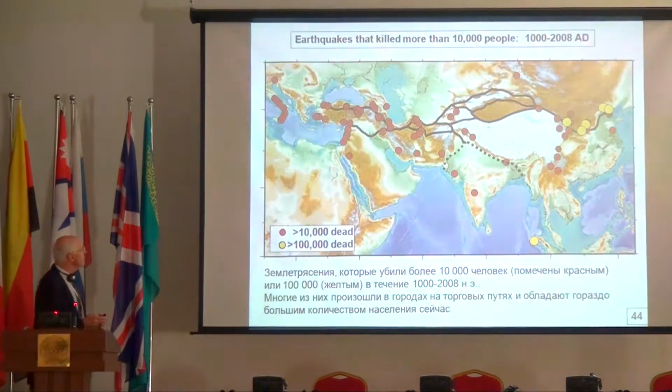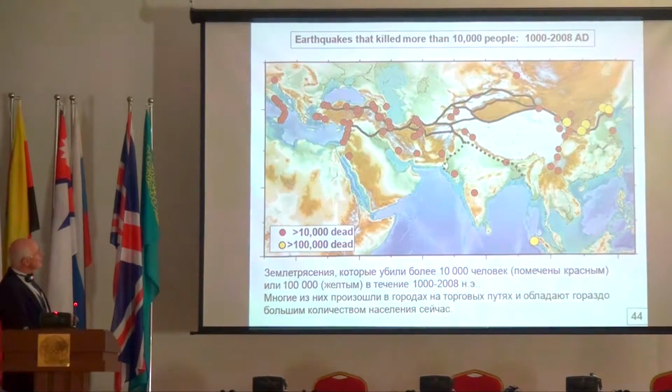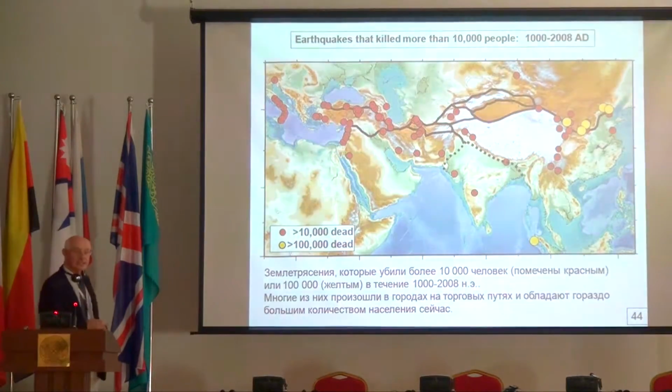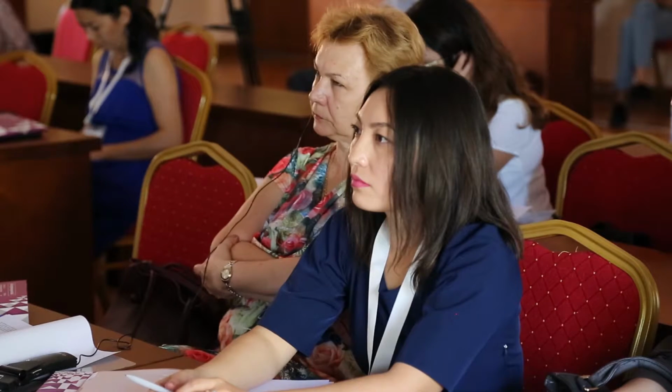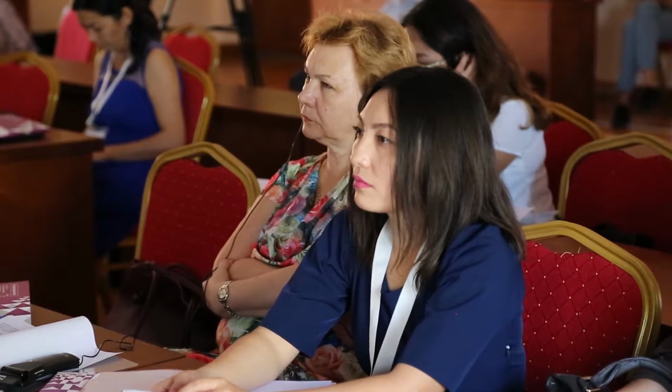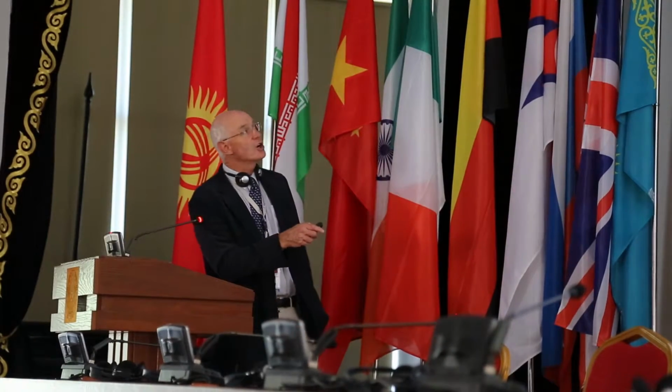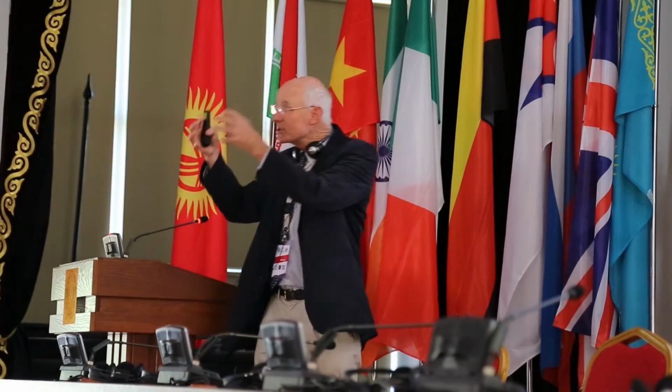So that is where the cities have developed, and that is where people have been killed. These symbols show earthquakes which have killed more than 10,000 people in red, or more than 100,000 people in yellow, over the last 1,000 years. And you will see they are concentrated along the trade routes because that is where people lived. So people live in cities on the trade routes, but the trade routes are localized by the geology, so the populations concentrate in the dangerous places. So that is a major feature of Asia.